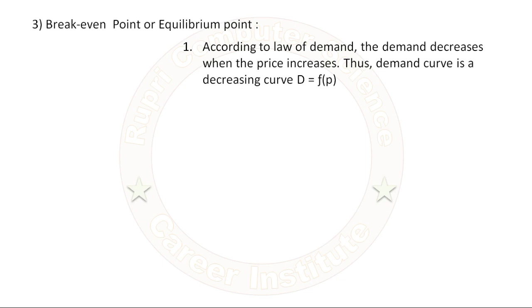Let us draw the demand curve on a diagram. See, on the left side I draw the y-axis for quantity Q. Now I draw the x-axis for price P. Now I draw the demand curve. See, this is the demand curve and name it D is equal to F of P.